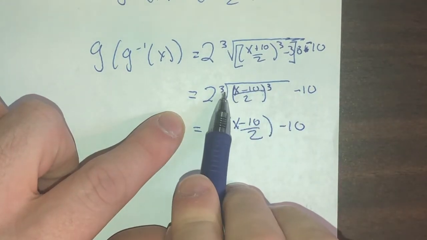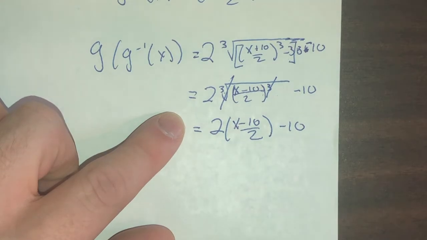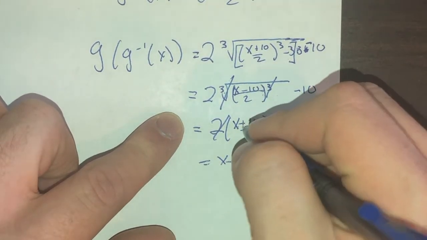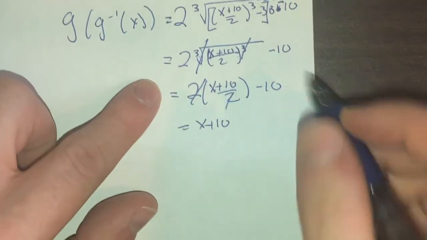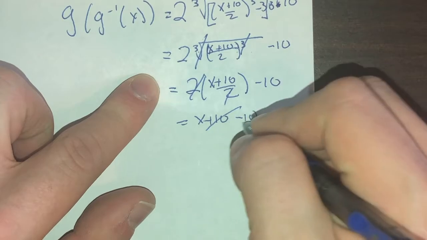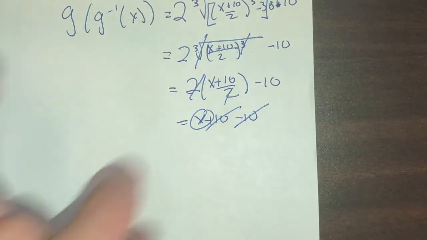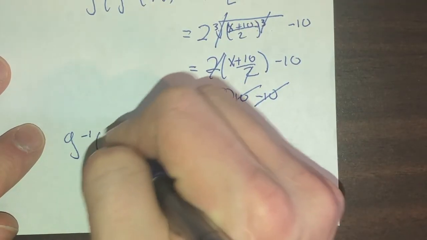Right? Because if you cube root something that's being cubed, this cancels with this. Now the 2's cancel. And by the way, these should be plus 10s because the rule is plus 10. Then the 10's cancel out, and I'm left with x. So that's check 1. Check 2, g inverse of g of x.